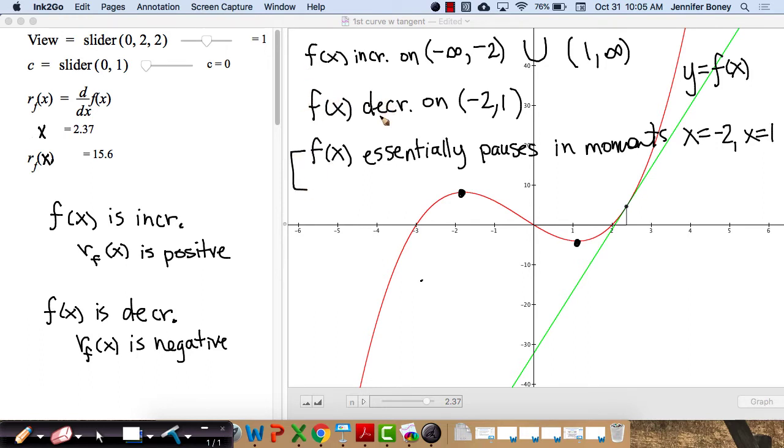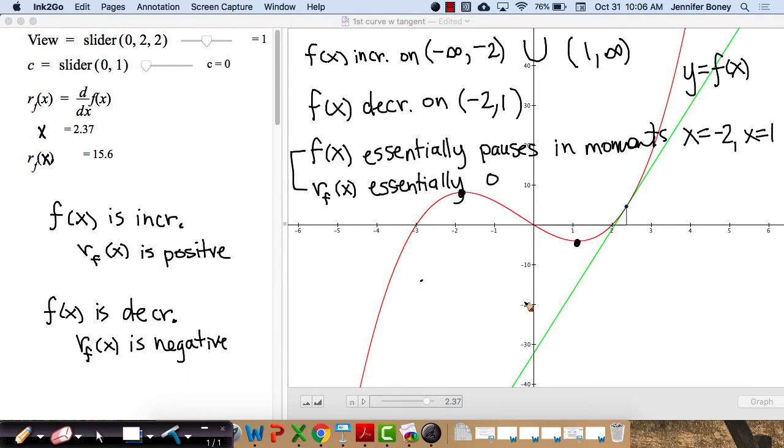F of x decreases, oh, that's r sub f is negative. F of x increases, that's r sub f of x is positive. F of x essentially pauses means that r sub f of x is essentially 0. Very close to 0, maybe a little bit positive near the one end of the moment and a little bit negative near the other end, but it's essentially 0, and the smaller a moment I look at around, well, I'm declaring these to be exactly negative 2 and 1, but around those top and bottom of these hills there, the closer these rate values get to 0.